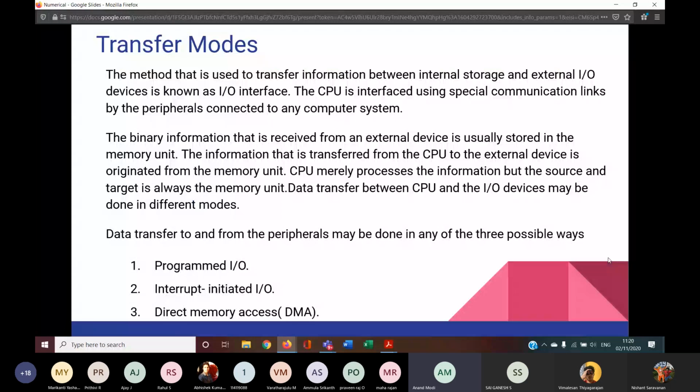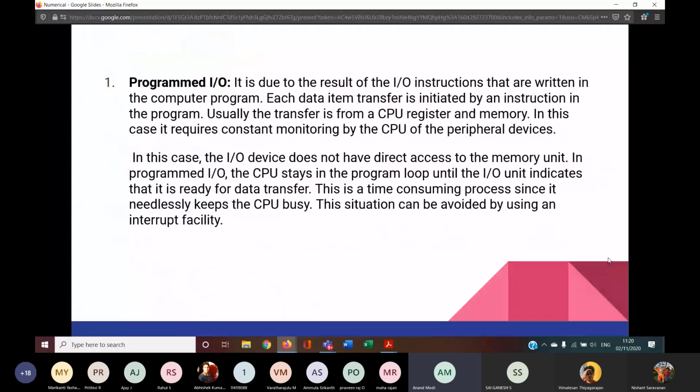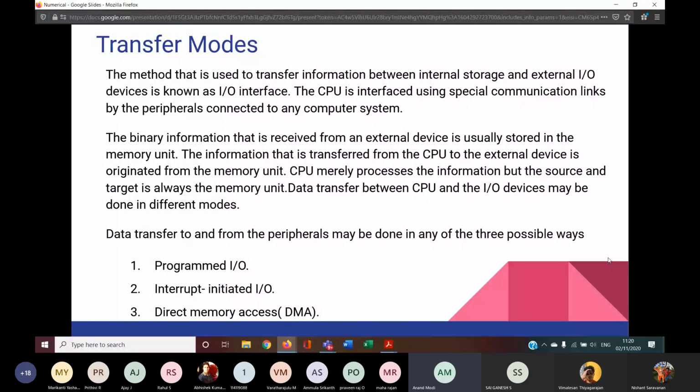So there can be special links with the peripherals. Peripherals basically mean the external input output devices. The binary information that is received from an external device, like a mouse, is stored in the memory unit. Information to the external device also originates from the memory unit, and the CPU is merely processing the information, but the source and the target is always the memory unit.